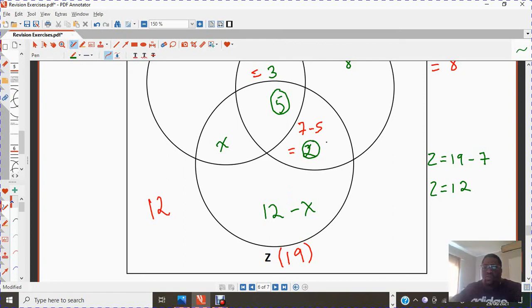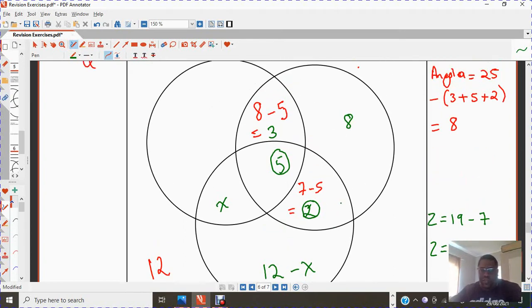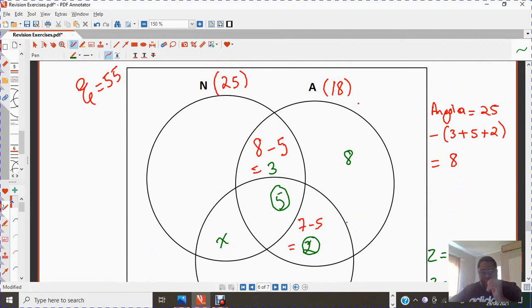And then also, just to make sure, on the Namibian side, all of these should give me 25. So again, I can say the Namibian side is going to be 25 minus 3 plus 5. What do I have? All right, so 3 plus 5 is 8.